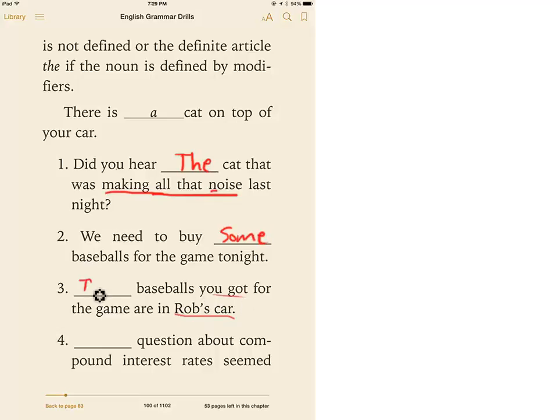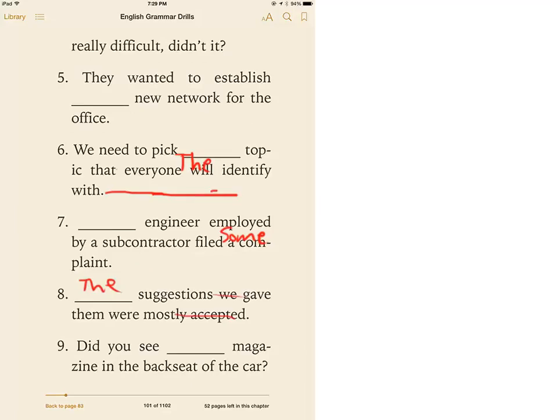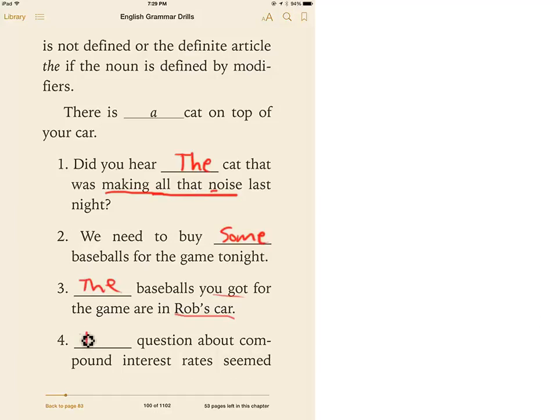So, the baseballs. Blank question about compound interest rates seemed really difficult, didn't it? Oh, the question. I know which question because it's the one about compound interest rates. So I know exactly which question you're referring to, the one about compound interest rates. So I have to use the word the. That's how you're going to do it. And then in this example up here, there is a cat on top of your car. You don't know which cat, you just know he's on top of the car.